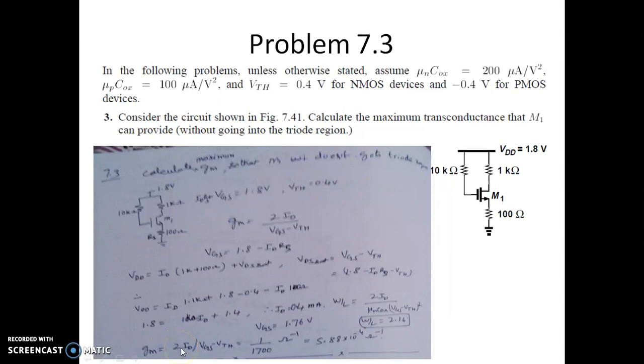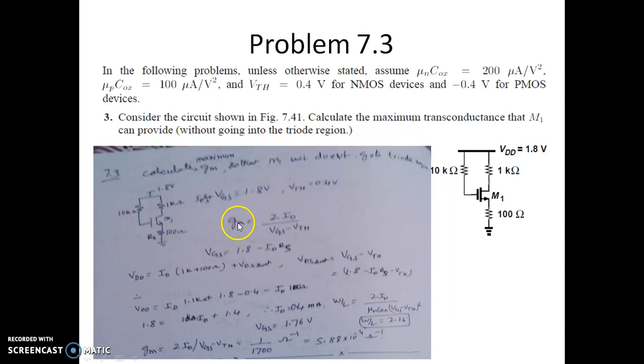Once W by L is known, we can find GM. GM is equal to 2ID by VGS minus VTH. ID we know, and VGS minus VTH we know. Upon finding the values of ID and VGS minus VTH, GM comes out to be 1 over 1700 ohm inverse, which is 5.88 into 10 to the minus 4 ohm inverse. This way we can find the transconductance of a circuit, without the values being directly given.